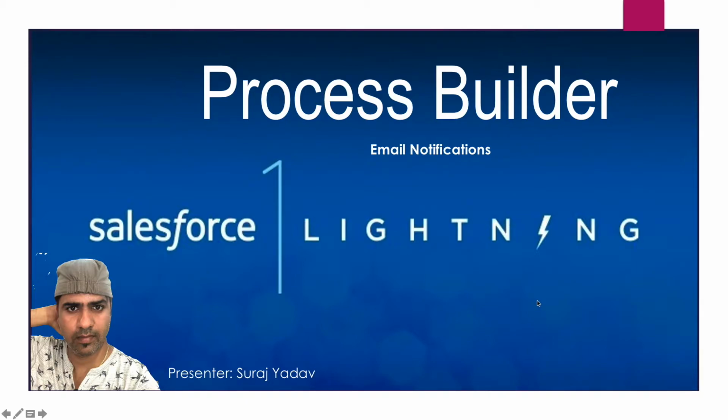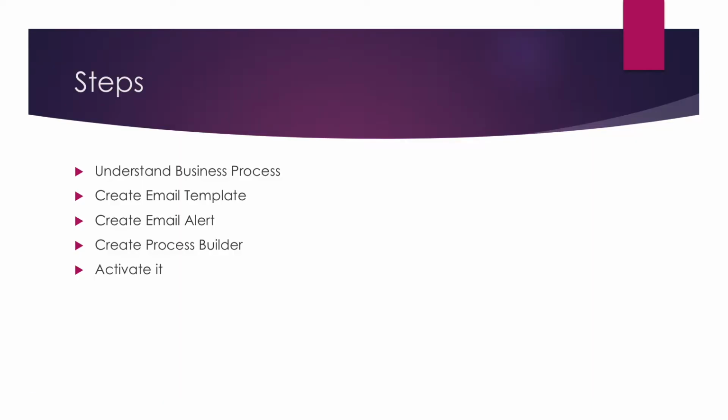In this tutorial, we're going to see how to send an email notification using process builder. As I told you earlier, the process builder will execute only when a DML operation occurs on a certain object. Any object you take, for example accounts, contacts, custom objects, whatever. Whenever a DML operation occurs on it, the event fires.